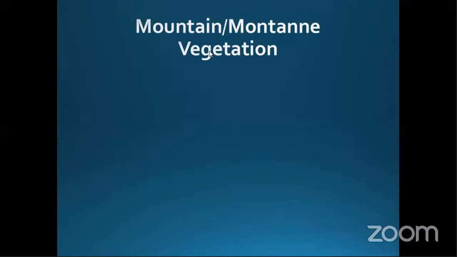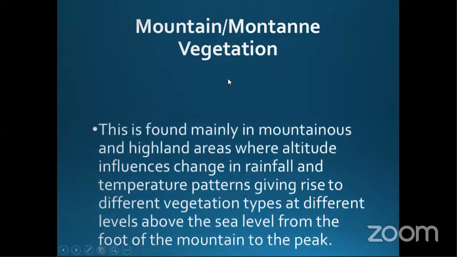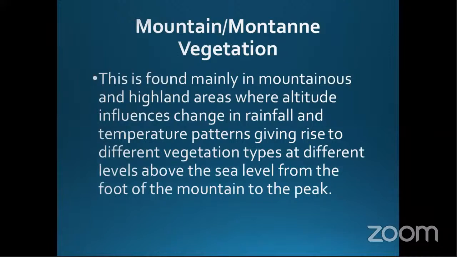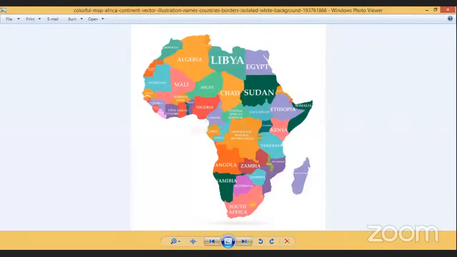When you check the map of Africa, we also have what we call Montane or mountain type of vegetation. Where is this one found? Where in Africa do we have such type of vegetation? People are putting up their hands. Let me see. Where do we find this type of vegetation called Montane or mountain vegetation?